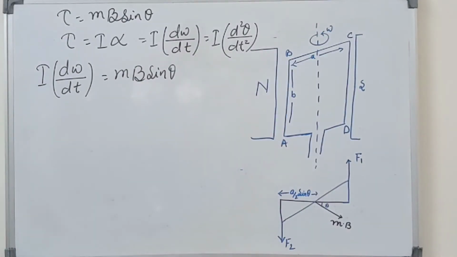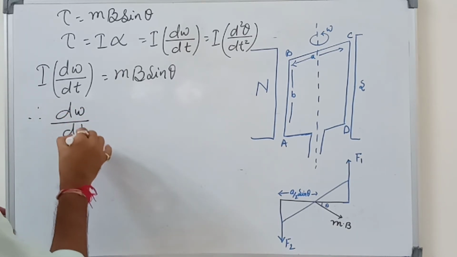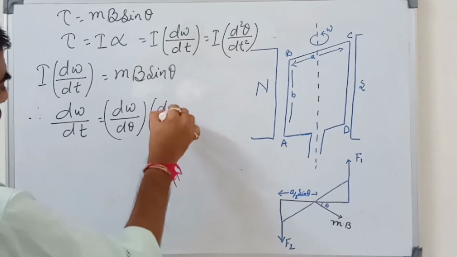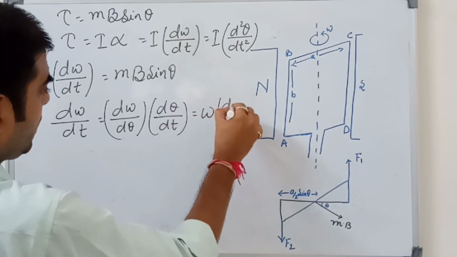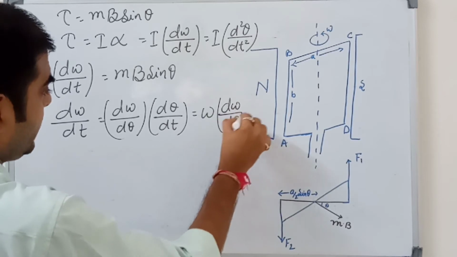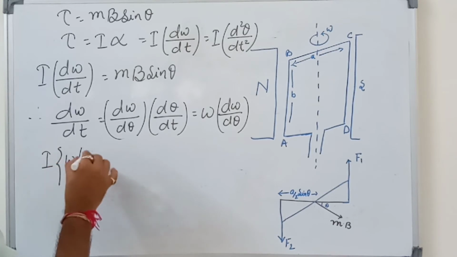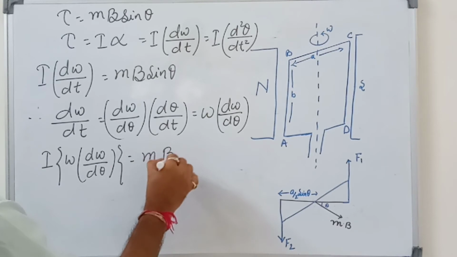So putting the value, I dω/dt is equal to mB sin θ, and dω/dt is to create a simple mathematical portion. dω/dt is converted to dω/dθ times dθ/dt. So dθ/dt is ω, and dω/dt becomes ω dω/dθ. Put their value here. So I ω dω/dθ is equal to mB sin θ.